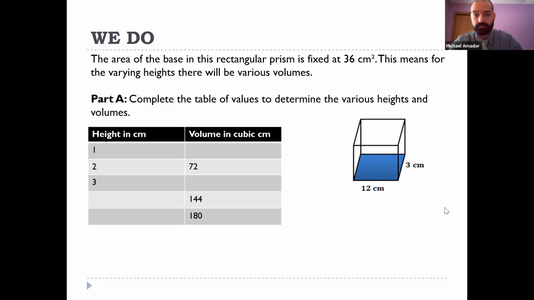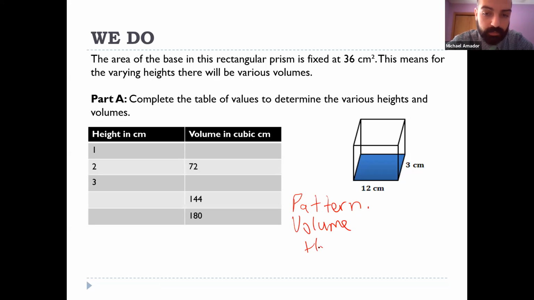Lemuel, can you hear me? Trying to solve a table that has a pattern of what the height of the cubic, the volume of the cubic centimeters, and then trying to fill out the chart. Okay, so we think there's going to be a pattern, and we're going to fill out the chart with volume or height according to what we know here.